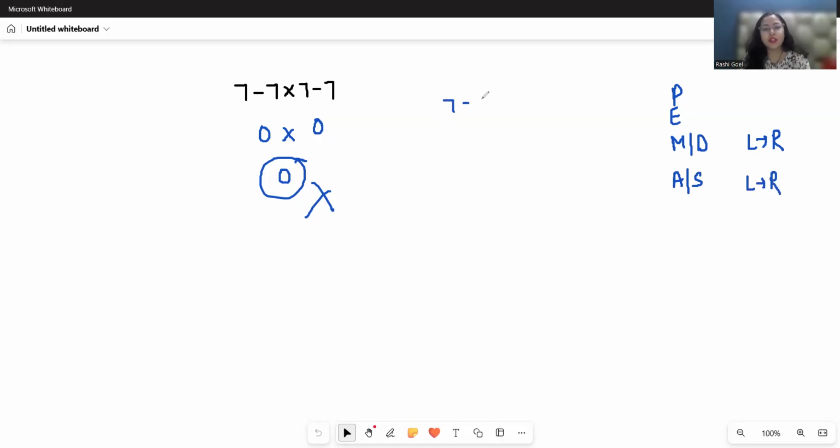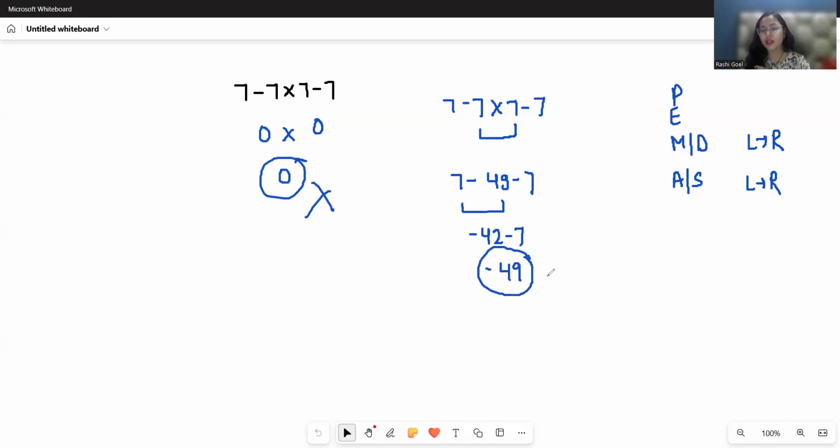So rewrite the expression: 7 minus 7 times 7 minus 7. You have two operations given, that is subtraction and multiplication. So you have to give priority to multiplication as per the PEMDAS rule. The multiplication sign is between 7 and 7. So 7 minus 7 times 7 is 49, then minus 7. Now you have only one operation left, that is subtraction. So 7 minus 49 is minus 42, minus 7, which is minus 49.